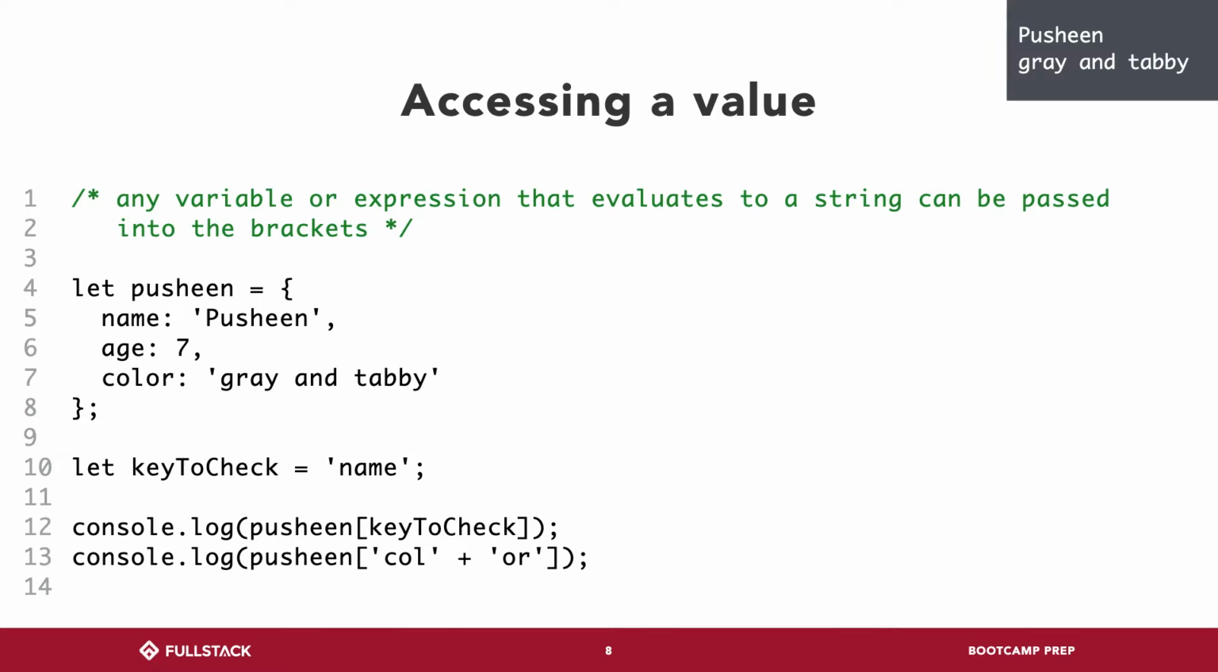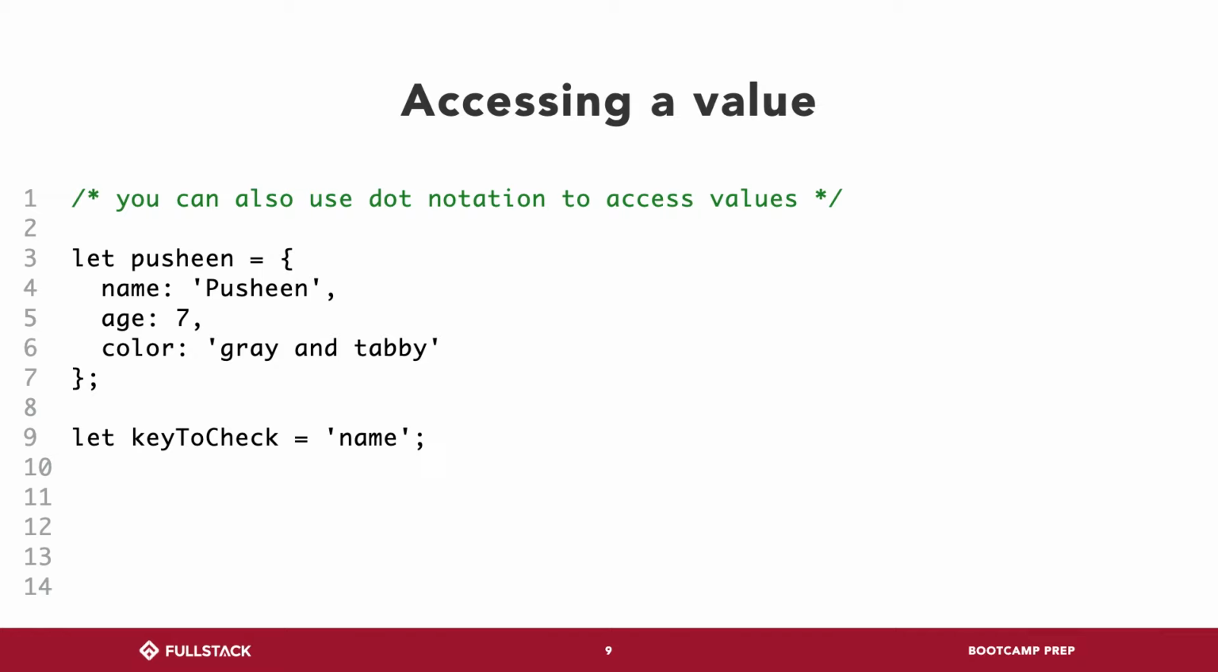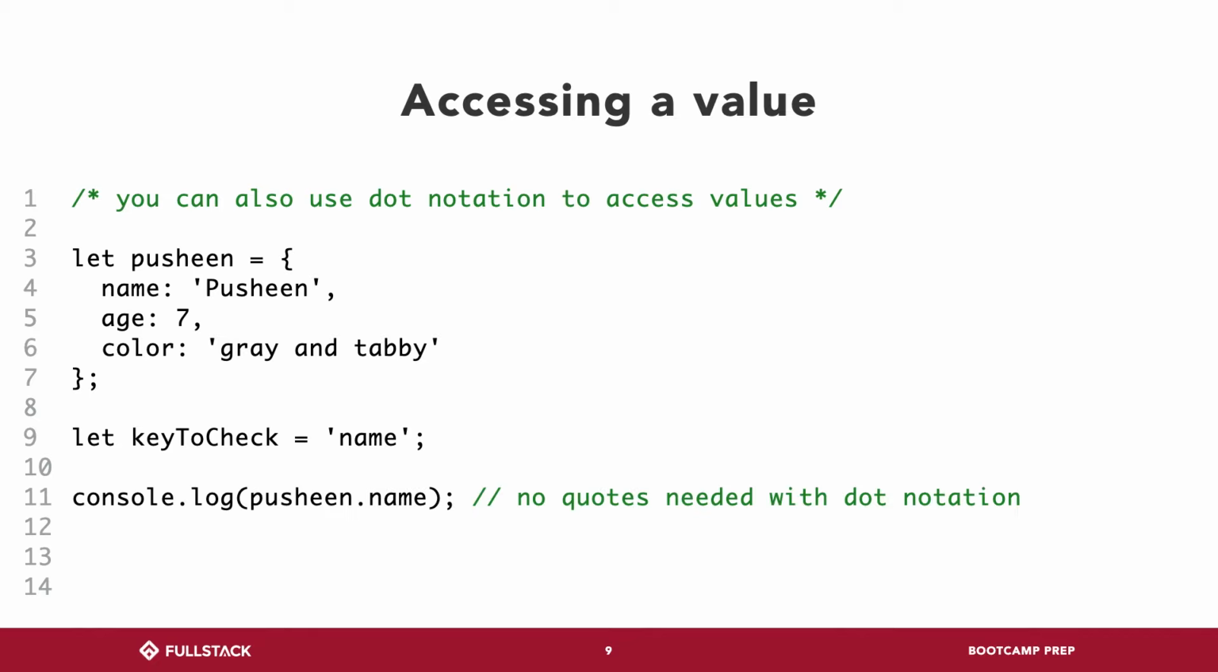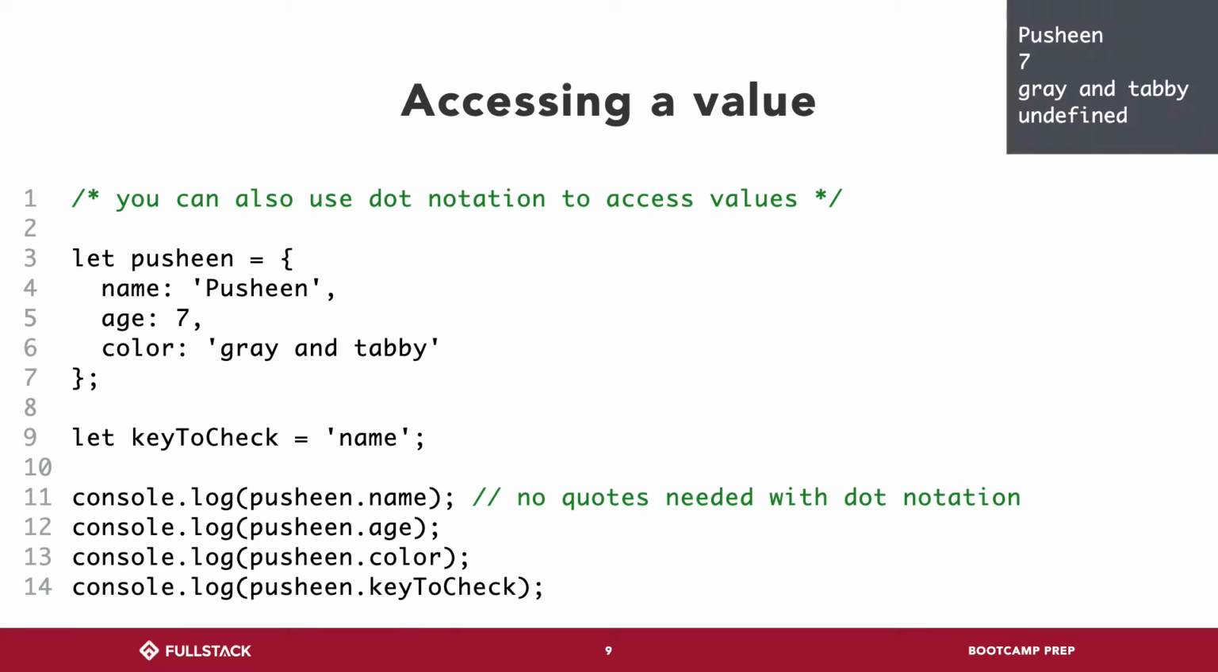You can also use dot notation to access values. Let pusheen have name, age, color, same thing, and a key to check. Console.log pusheen.name. No quotes needed with dot notation. You don't need quotes: .age, .color, .key to check.